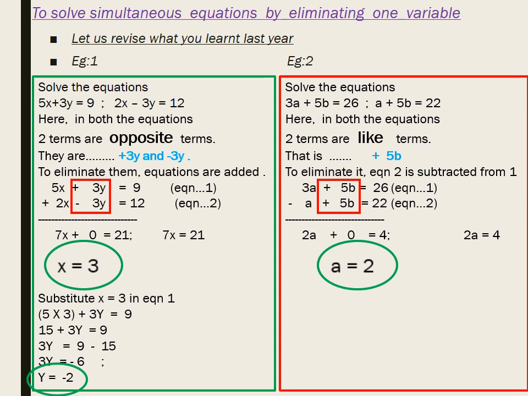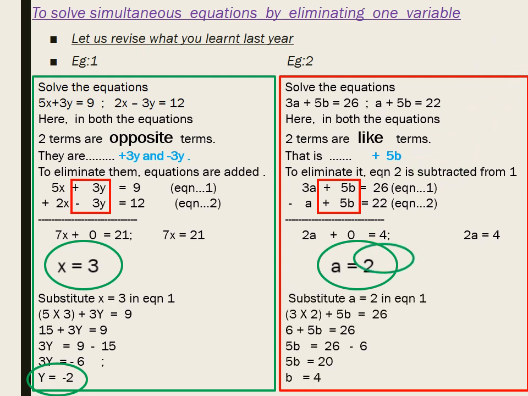Now you can substitute the value of a in any of the given equations to get the value of b. Substituting the value of a in the first equation, we get the equation reduces to the form 5b is equal to 20. Solving it, we get the value of b as 4.